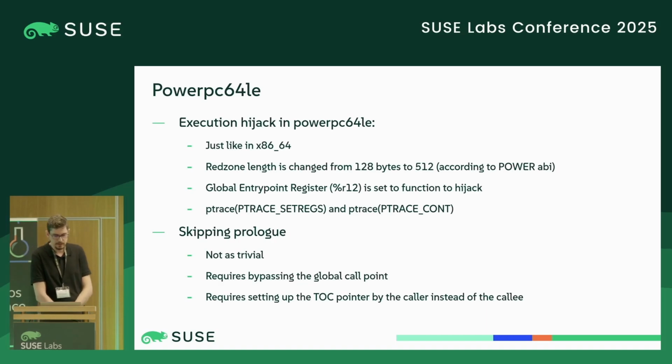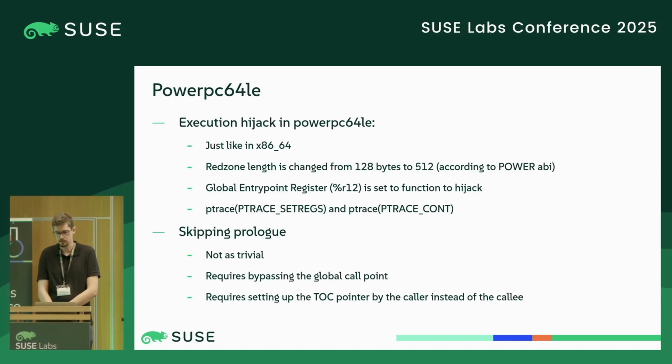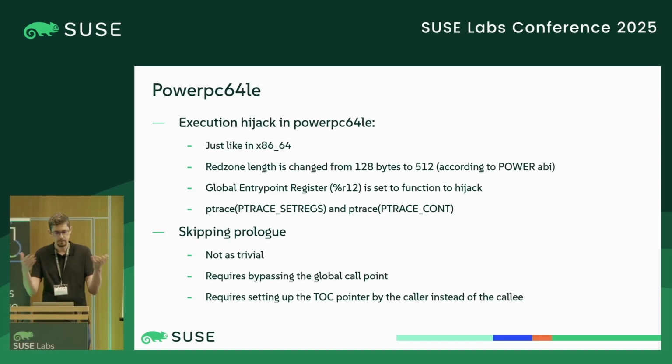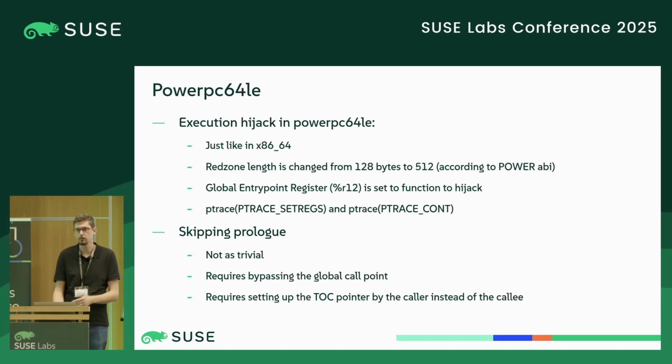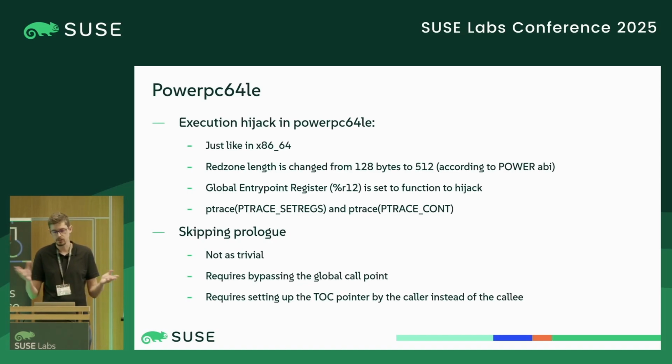We also have to set up the global entry point register, which is R12, to the function address, which is trivial. And the ptrace interface continues the same. However, skipping the prologue is not as trivial. For example, if you want to call the old function to get whatever version of the library it's running and then append a suffix, we have to bypass that global entry point that we saw earlier, and embed the TOC, the table of contents, preparation on the callee rather than the caller.